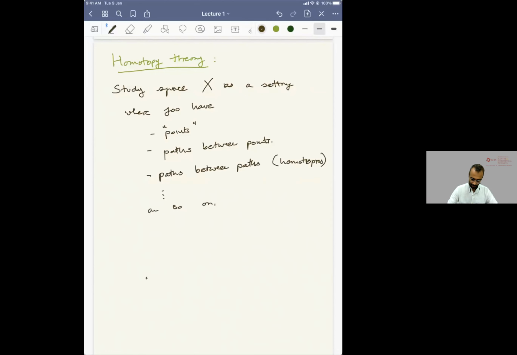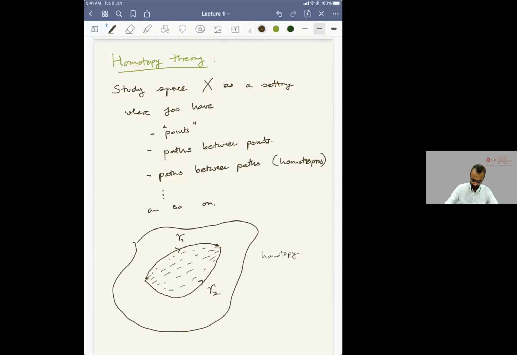So here's a picture. You have a space, it has some points. You have a notion of a path between those points. But if I'm given two paths, gamma 1 and gamma 2, a path between them would be a family of paths interpolating between these two paths. And this is called a homotopy. It's a picture of a homotopy between them. And this whole thing is sitting inside some big space, like a torus.